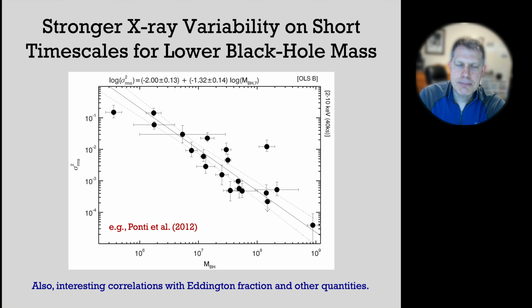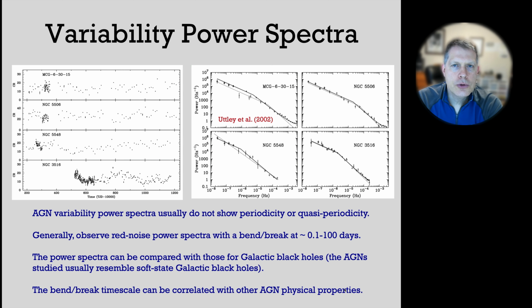And you might plausibly expect that, just because these systems have bigger light crossing times, there may be more coronal components in them that tend to average out, where for the smaller systems, you get larger amplitude variability. So there's a nice correlation there. And I will just mention in passing, there are also interesting correlations with Eddington fraction and with other quantities that have been found from these basic studies of X-ray variability. Now, people have also used power spectra to study variability, to quantify AGN variability.